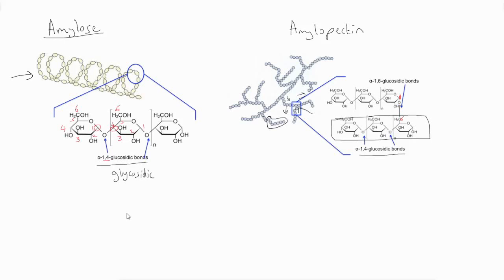So amylopectin is less compact than amylose. The advantage of amylopectin is that because it's less compact and it has many branched ends, it's easier to hydrolyze. So amylopectin can be hydrolyzed more rapidly.